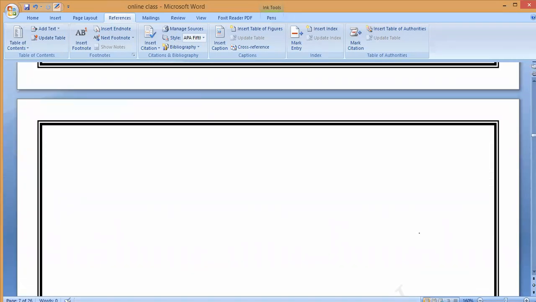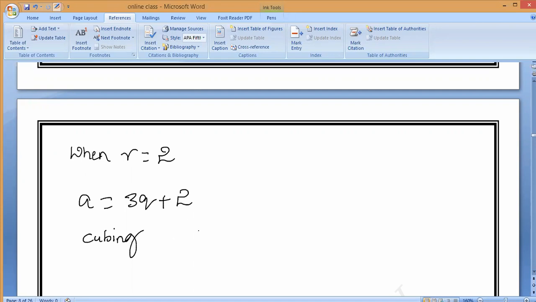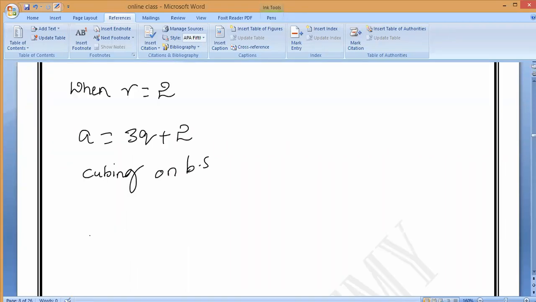Next, when r equals 2, what is the equation? A is equal to 3q plus 2. Next, cubing on both sides. Solve it, all of you. A cube is equal to (3q plus 2) whole cube.